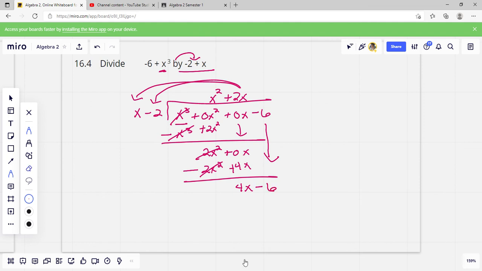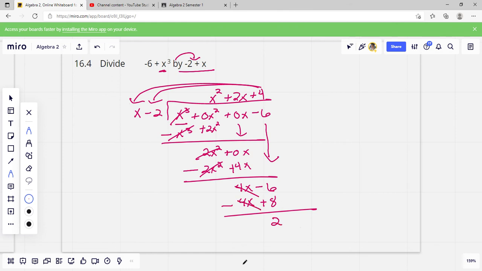Now I just need to figure out what do you have to multiply x times something to get 4x, and that's times 4, okay? 4 times negative 2 would be negative 8, right? 4 times negative 2, and then 4 times x would be 4x. Now I'm subtracting, so I change the signs. Cancel, and that is going to be negative 6, positive 8, that'll be 2. So my remainder this time is only 2.